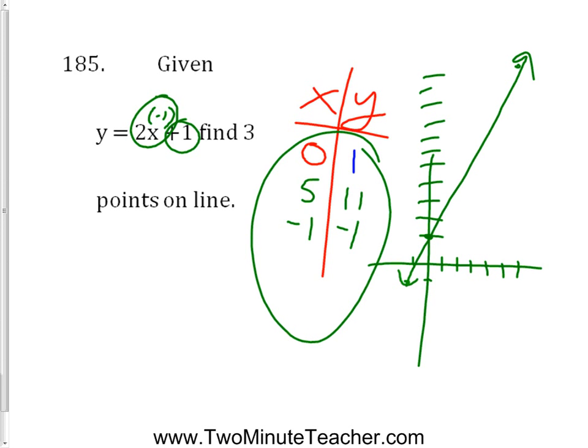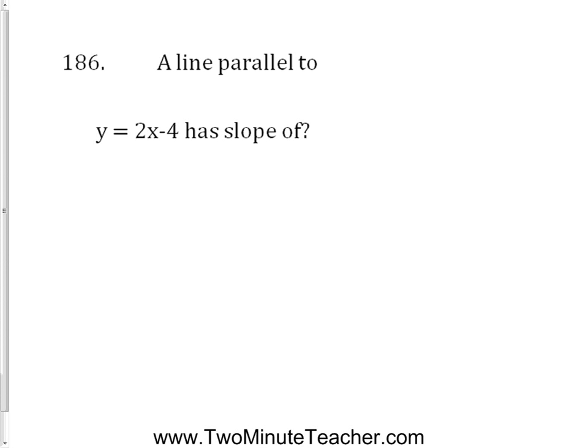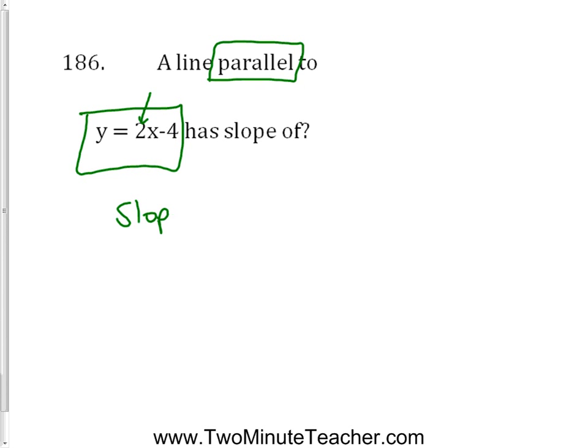All right, moving on. A line parallel to y equals 2x minus 4 has a slope of what? Well, parallel lines have equal slopes. So I need to know what the slope of this line is. The slope of this line is 2 because the slope is always found right there in front of the x. So if this one's slope is 2, then a line parallel to it would have the same slope.